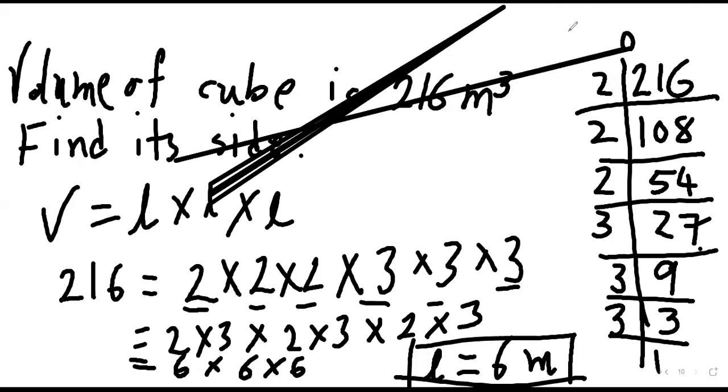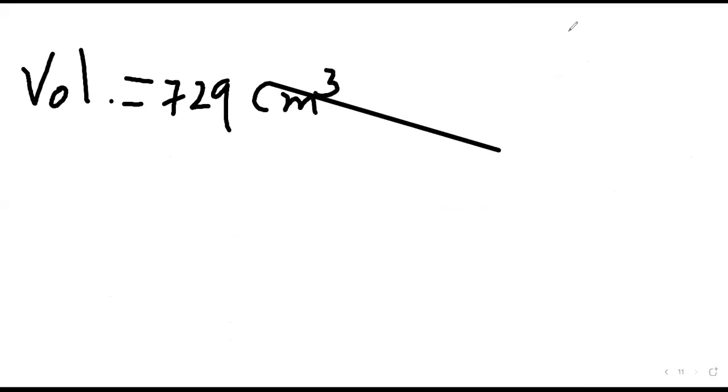Okay. So let's do one more example like that. Volume is 729 centimeter cube. 729. So what do we do with this? How do we find the side? Find it by factorization. Do it on your own. Come on.